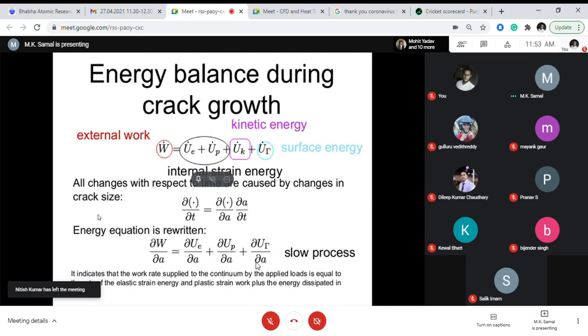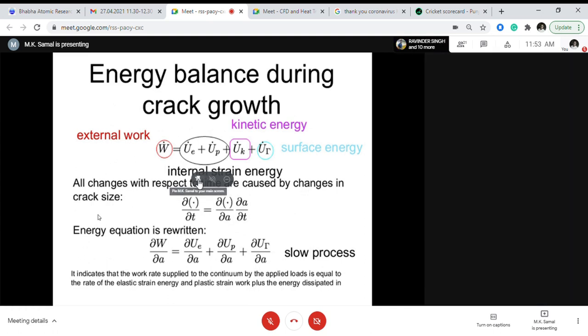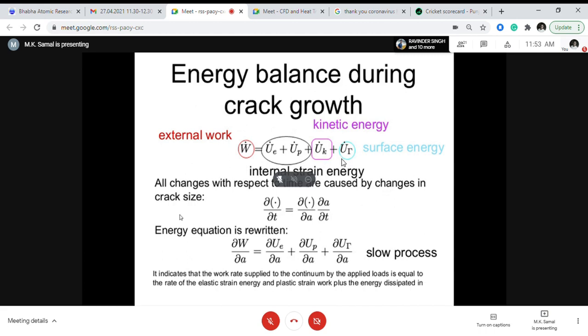What is more important is that Griffith did many experiments in a brittle material like glass. He was the first one, in the 1920s, during the World War, doing his research. He came up with the concept that stress at the crack tip governs the failure. Suppose you are applying a remote stress sigma, and now it is for different crack lengths.